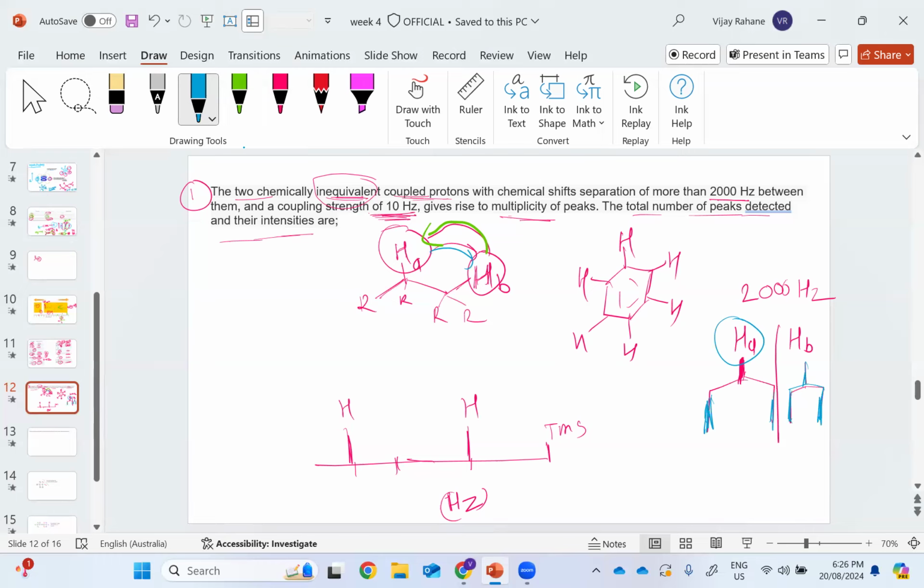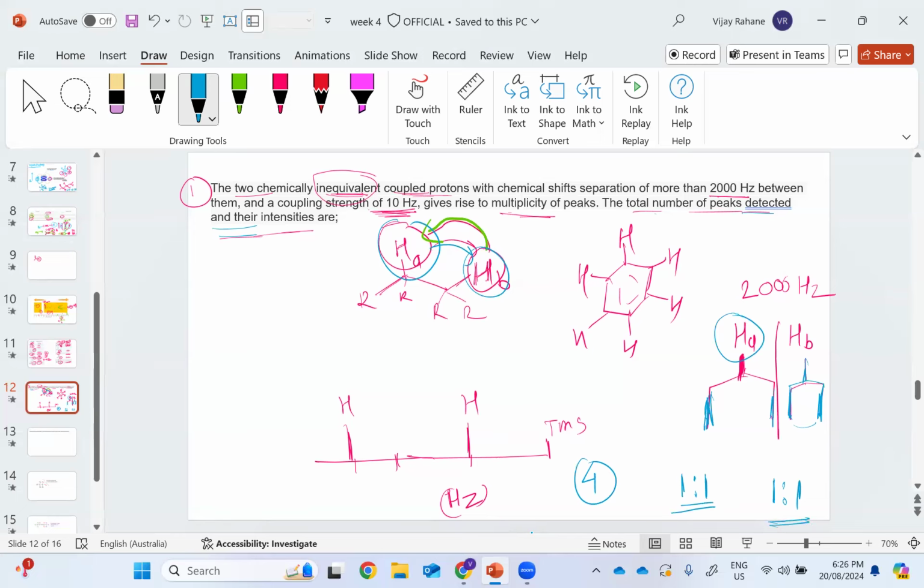So in total, how many peaks are detected and what are their intensities? We will detect four peaks. If you compare the intensity, the first two will be 1:1. Similarly, these two are also in a 1:1 ratio. And since these peaks are each due to only one hydrogen, they should be equal. So the overall intensity will be 1:1:1:1. We get four peaks, all of equal intensity, so the intensity will be 1:1:1:1. So in this way, there are four peaks here.